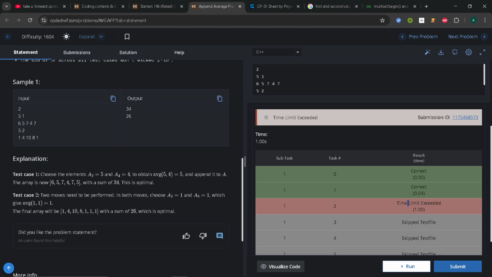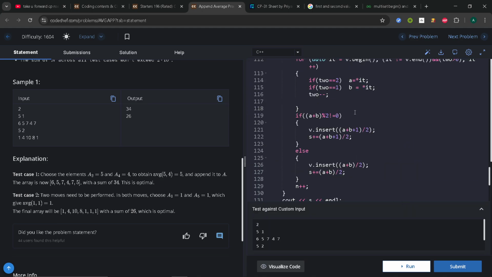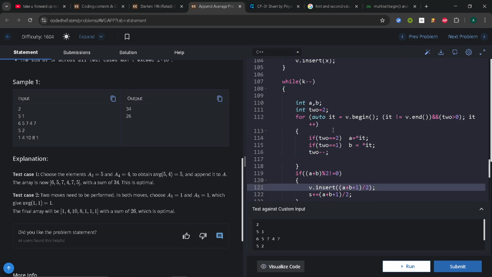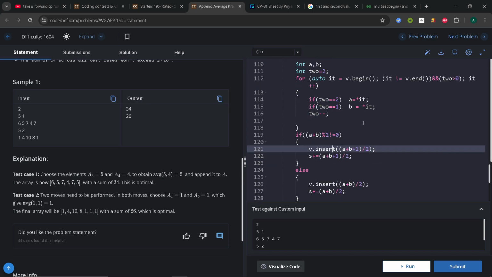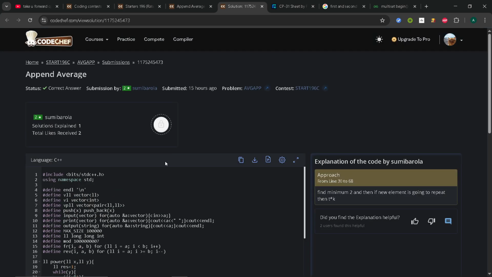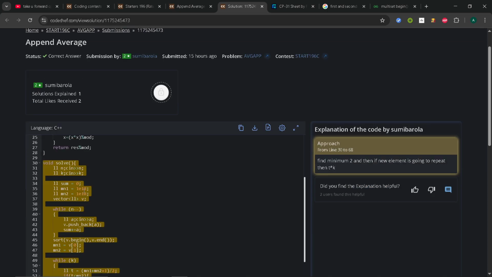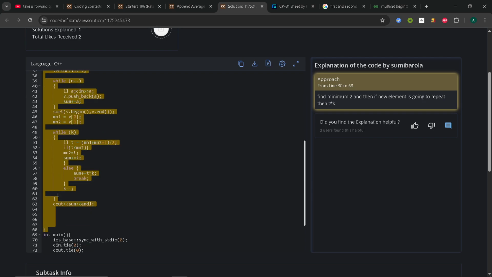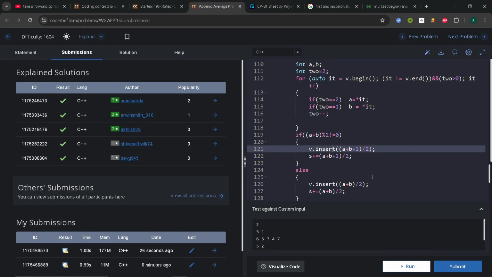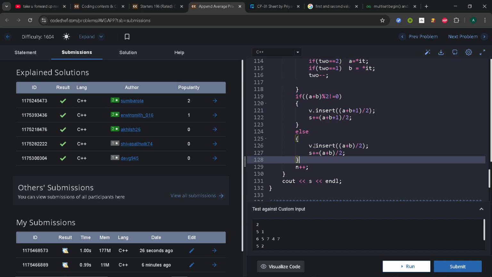Again, I got the TLE problem. Just have a glance at another's approach. Find minimum 2, and then if no element is going to repeat, then T into K. That's what I did. Okay. Use the same approach. Well, got it.